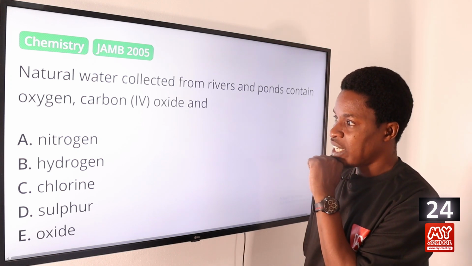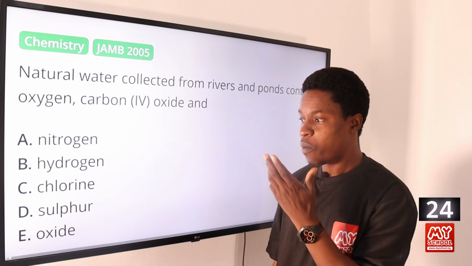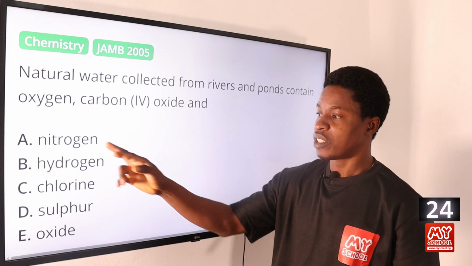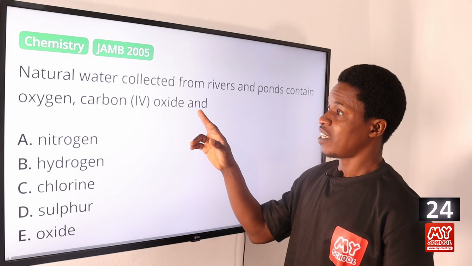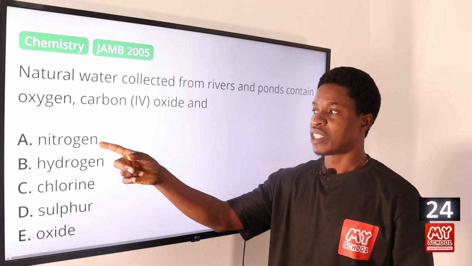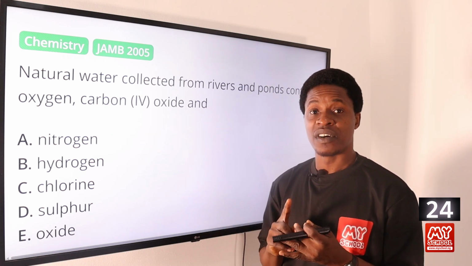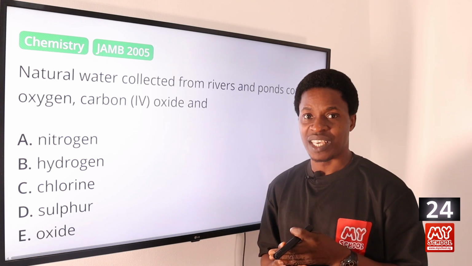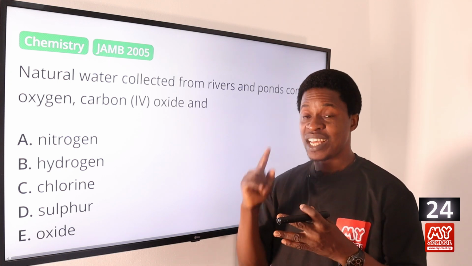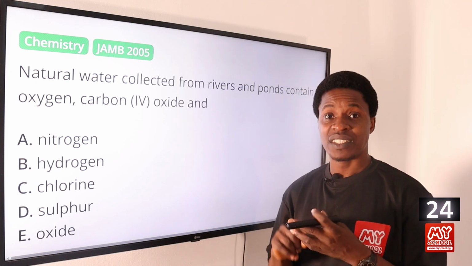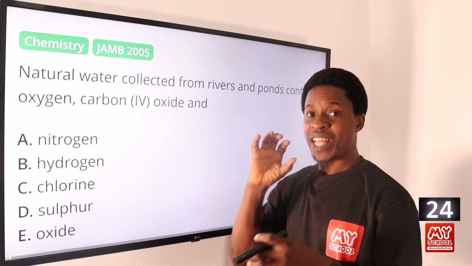Nitrogen is actually very essential to aquatic organisms. Nitrogen should be one of the other substances that will be present in it, because we have nitrogen present in water in the form of ammonia, nitrites, and nitrates. Of course, ammonia is NH3. We have nitrites, NO2, and nitrates, NO3, so we have nitrogen present in that.